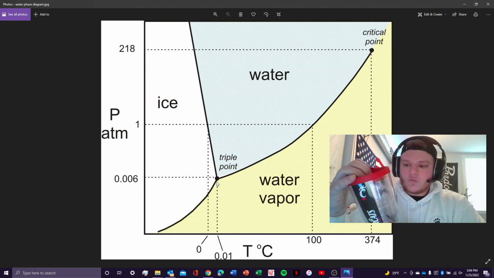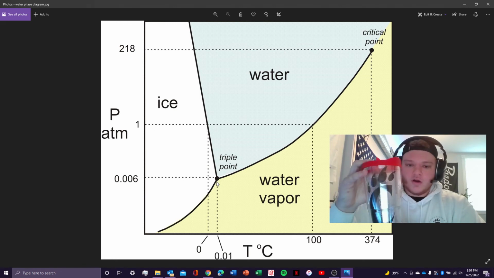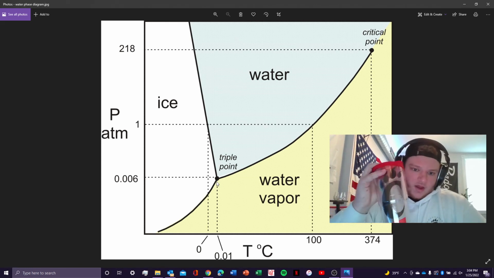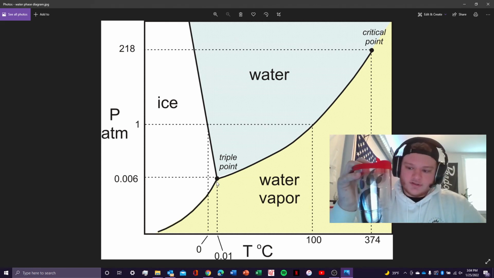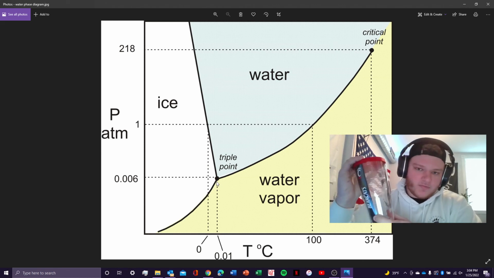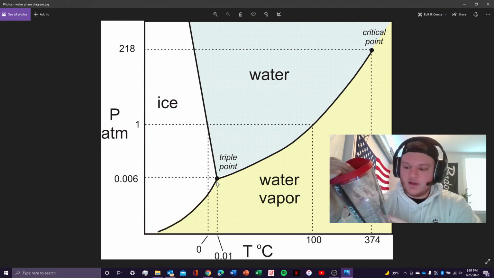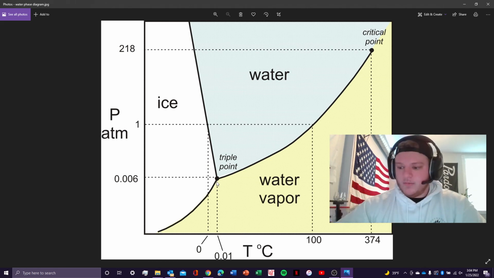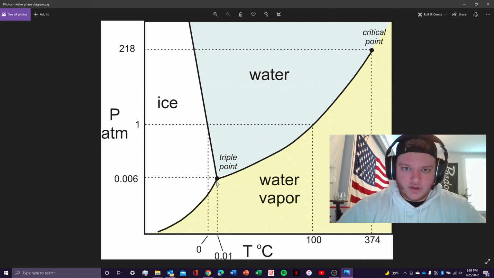So when that happens and the water is completely frozen and it's below 0 degrees Celsius, you would pull it out of the freezer and wait for it to hit 0.01 degrees Celsius, and hopefully our vacuum has 0.006 atmospheres. I don't know if that's even possible, but that is how I would go about trying to get to the triple point of water.